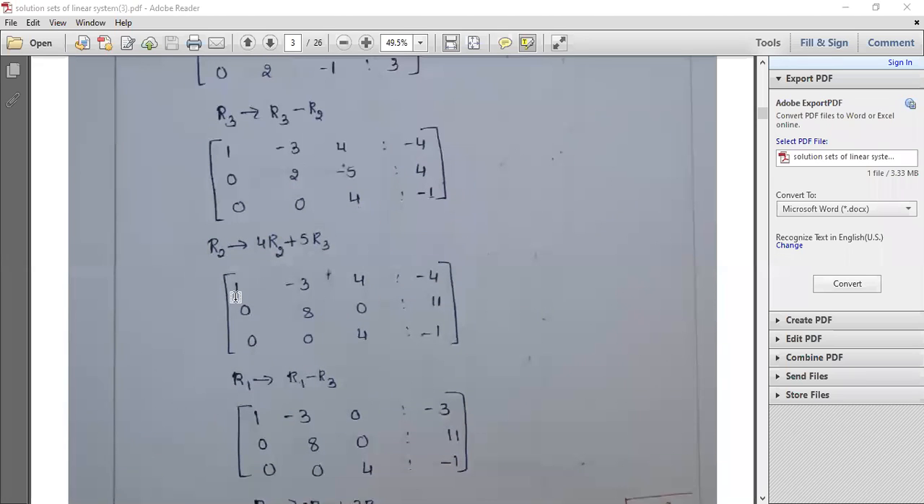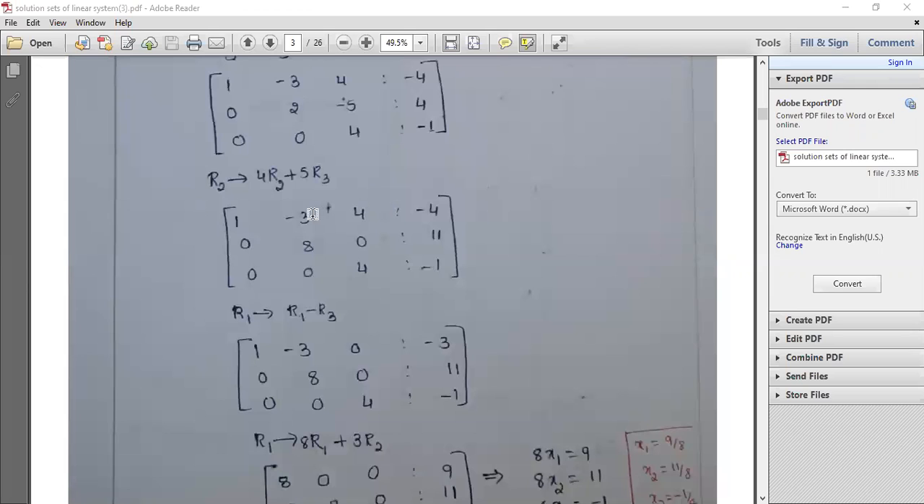By doing that, I get R1 as it is. R2 will be 0, 8, 0, 11, and the last row as it is, R3. Then again, in order to make this term in R1 zero, I'll take the help of R3. So R1 changes to R1 minus R3. I'm making this term 0.